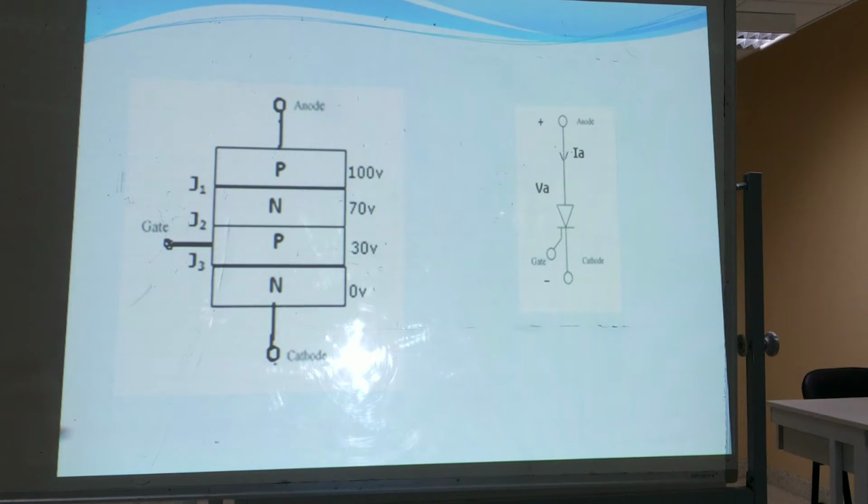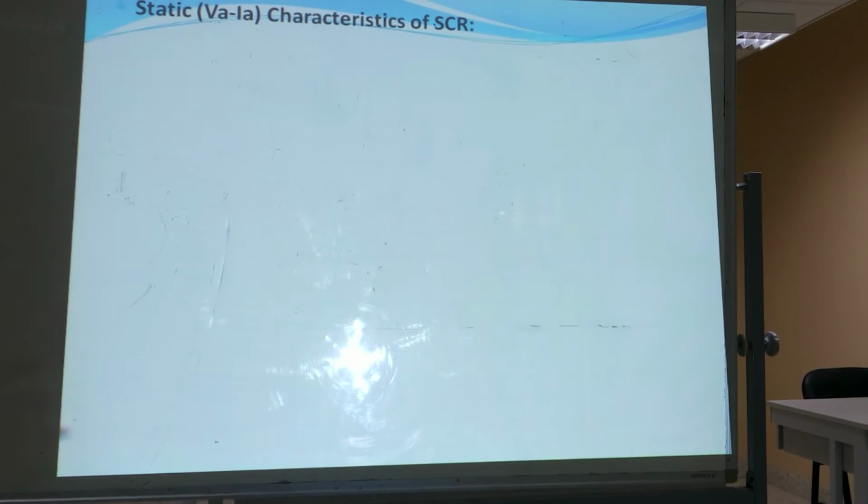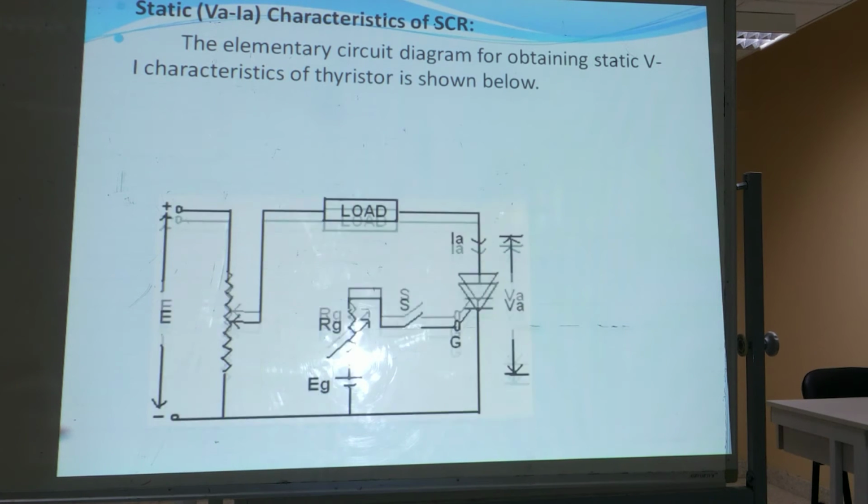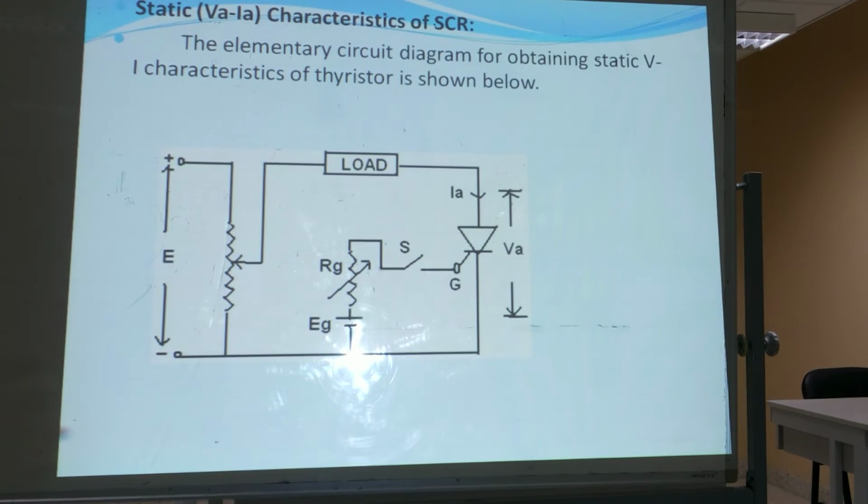So this is the schematic and circuit symbol of thyristor. It has anode, cathode, gate, 3 terminals, 4 PN layers and junctions J1, J2, J3, 3 junctions. Static VI characteristics of SCR. The elementary circuit for obtaining VI characteristics.